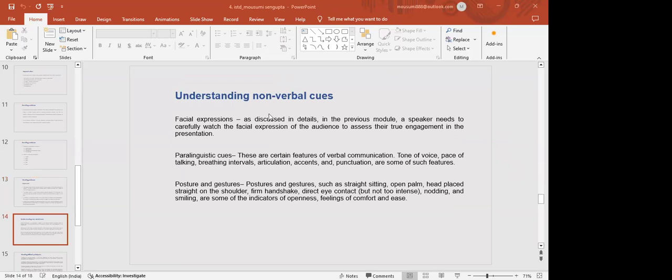The other point I wanted to tell is understanding the non-verbal cues. These also we have mentioned earlier. Okay, facial expressions, postures and gestures, and paralinguistic cues. These are very, very crucial for us to understand how the audience is actually accepting our presentation or our communication.